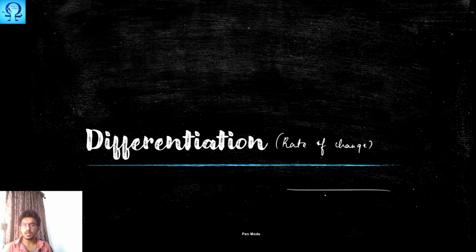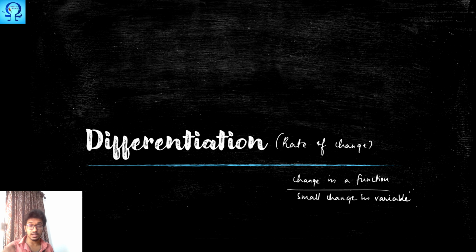It is the ratio of the change in a function whenever there is a small change in the variable. So this is what we call differentiation. Let us see the mathematical and technical aspects of differentiation now. So let us define it properly now.